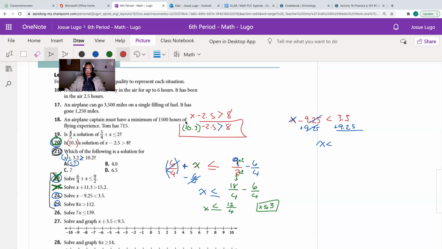You can try that out on your own. Okay, again, just work this out. What is 10.3 minus 2.5? Whatever answer you get, ask yourself, is that greater than 8? If it is, then the answer is yes, 10.3 is a solution. If it's not, then the answer is no. No, it is not.